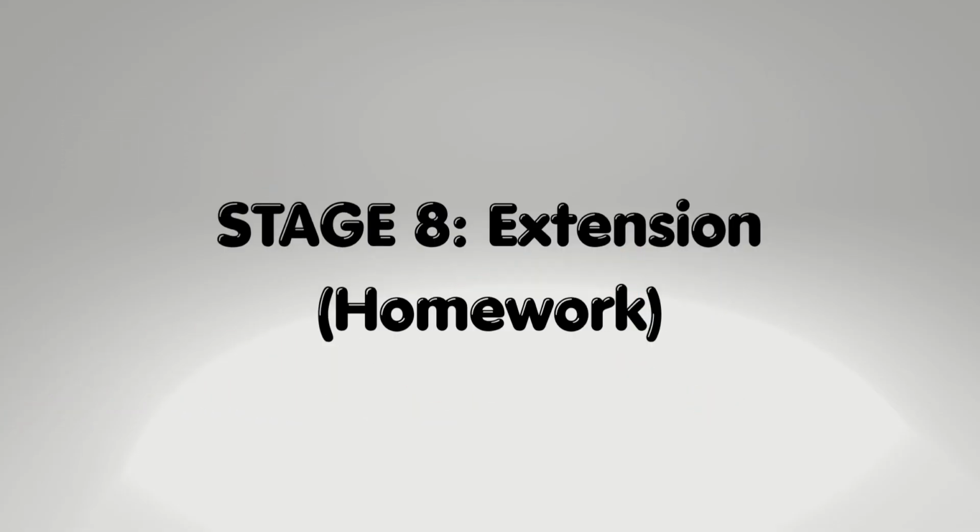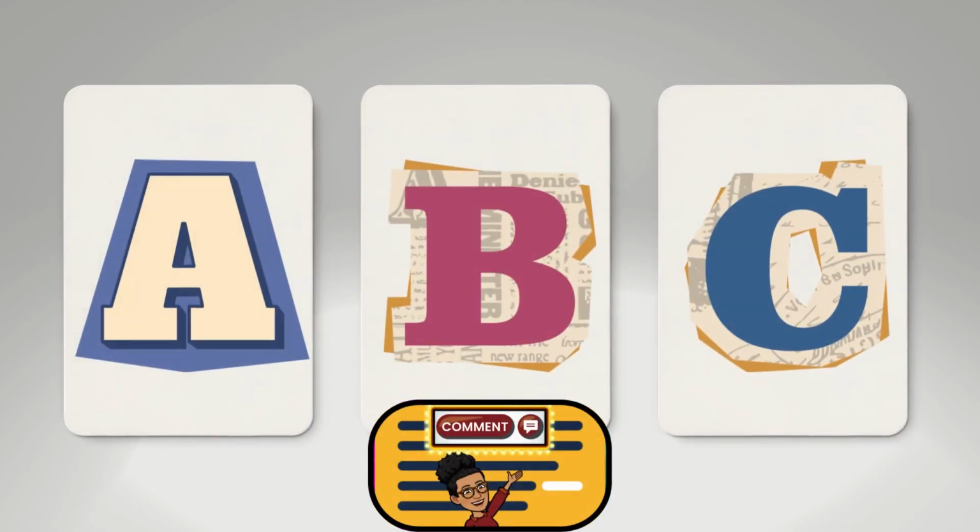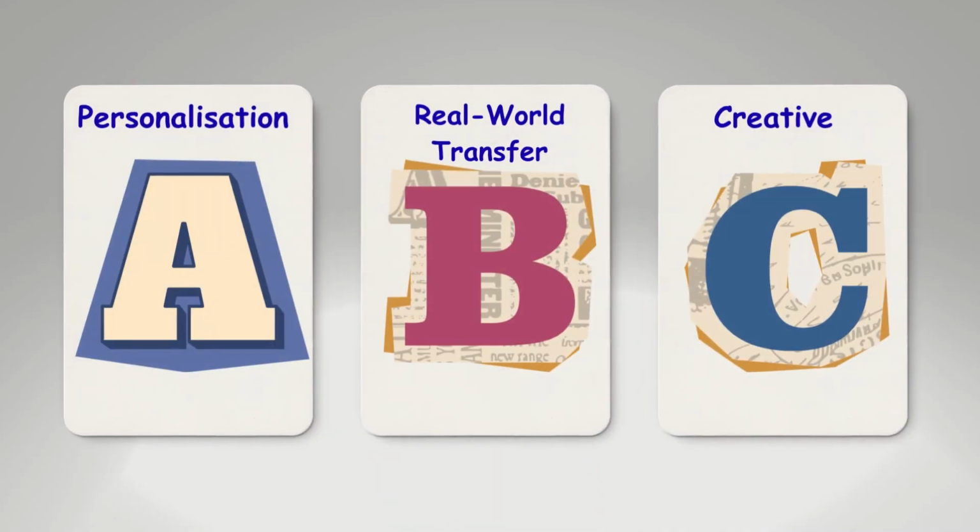Stage 8, Extension. The extension takes the language out of the classroom. There are 3 options, and you can assign 1, 2, or all 3 depending on your group. Task A is personalization. Students write 80 to 100 words about their own shopping habits, using at least 5 items of vocabulary from the lesson. The prompt is, describe your last trip to a supermarket. Did you find a bargain? Were the prices high? How did you feel?